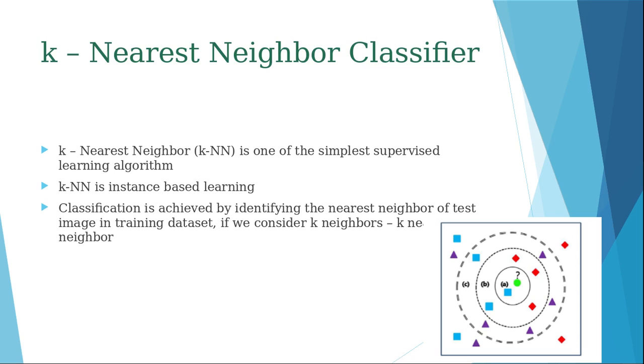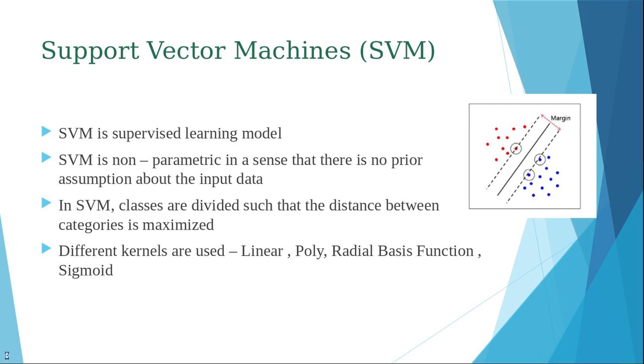In the given image, you can see that if you want to find the closest neighbor for the green circle, then if k is 1, the closest neighbor would be the rectangle. If k is equal to 5, then the closest neighbors will be red diamonds, and if k is 7, then the closest neighbor for the green circle will be purple triangles in the C region. The next is support vector machines.